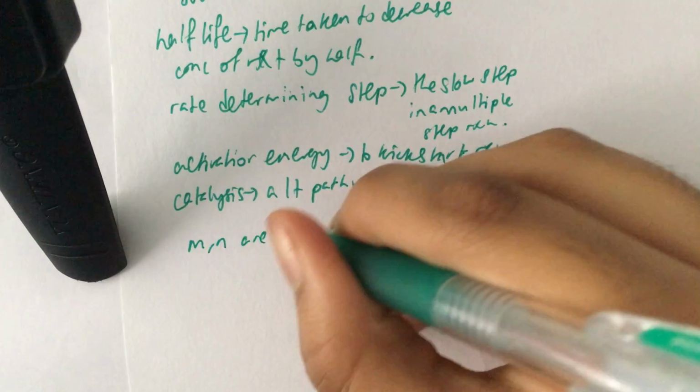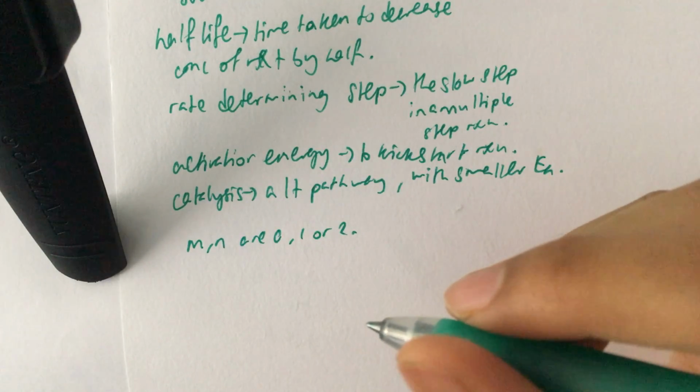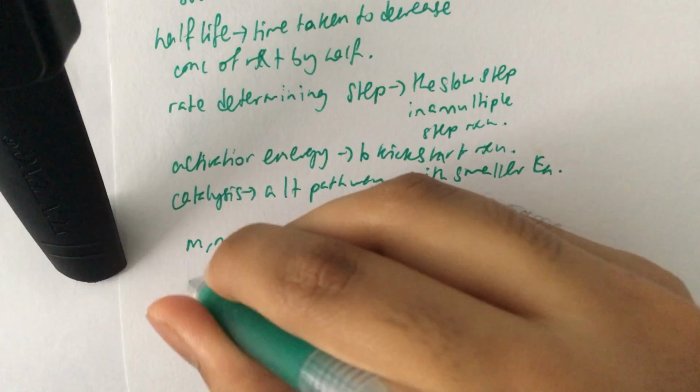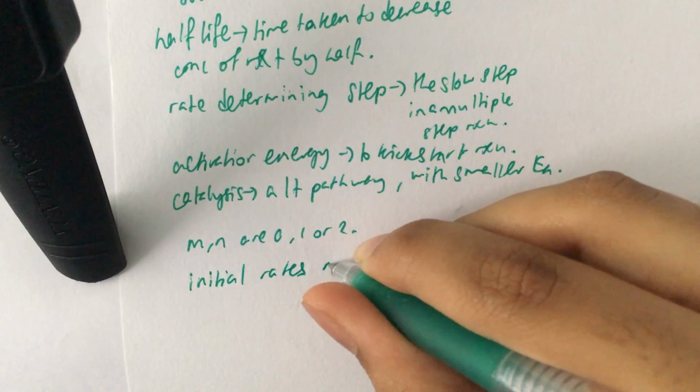So you look at the different examples here, and if there's anything to explain, I'll explain it. So how do you deduce the order of a reaction using the initial rates method? There are different ways of determining the order or the rate or anything else.